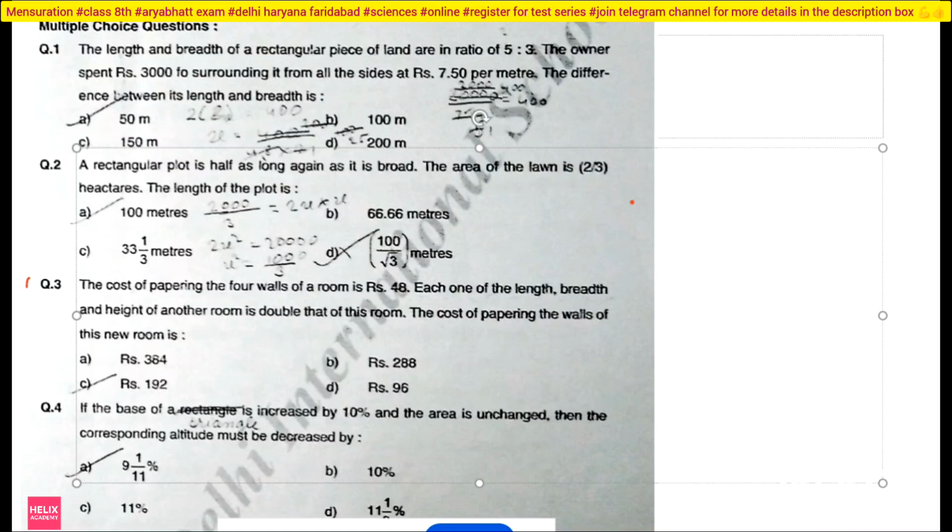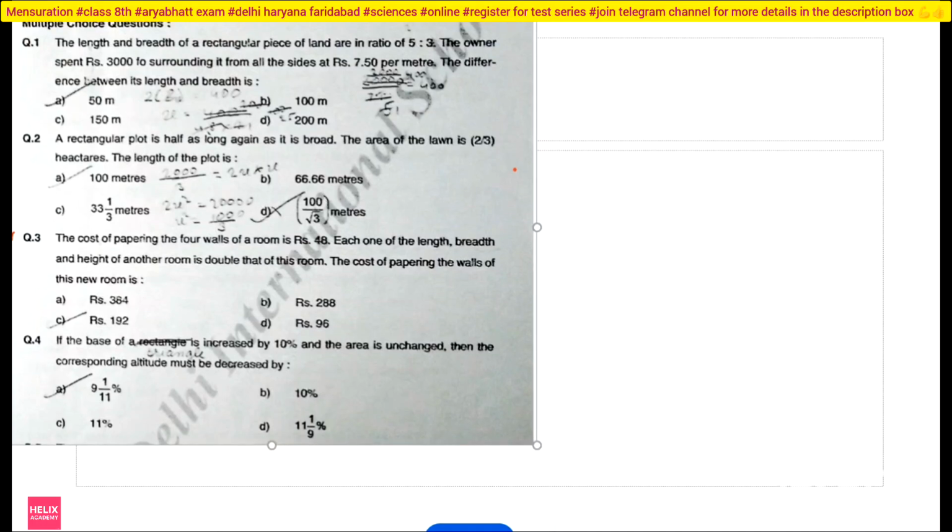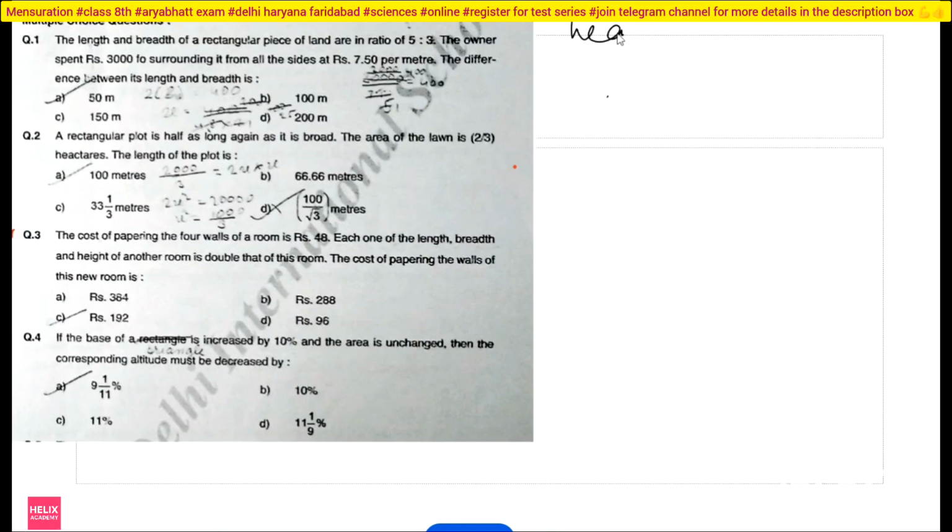I will do this one for you. First see hectares. A hectare is not a measurement of length. First listen to this: hectares are units of area when we have a large area. So 1 hectare is equal to 10 to the power 4 meter square. This is the relationship we have. Now see, they are saying 2 by 3 hectares. The area of the lawn is 2 by 3 hectares. They are saying that the rectangular plot's length is half as long as its breadth.